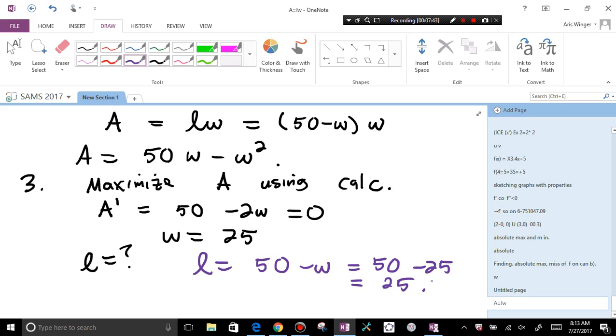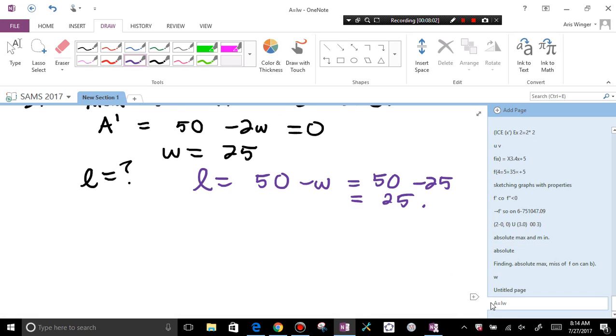A square for sure. So a higher level analysis of this says that, of course, the object you build has nothing to do with the amount of fencing. You should always build a square. Okay. Questions about that?